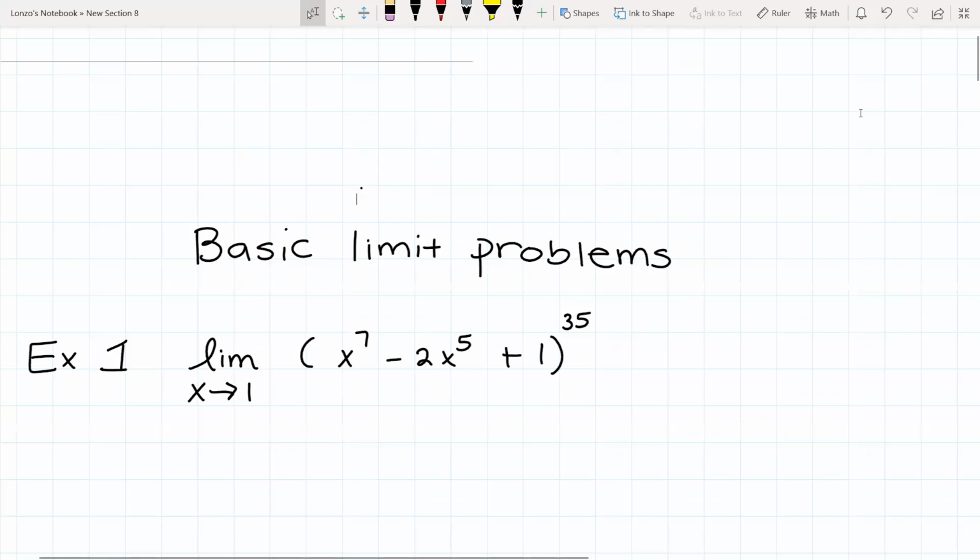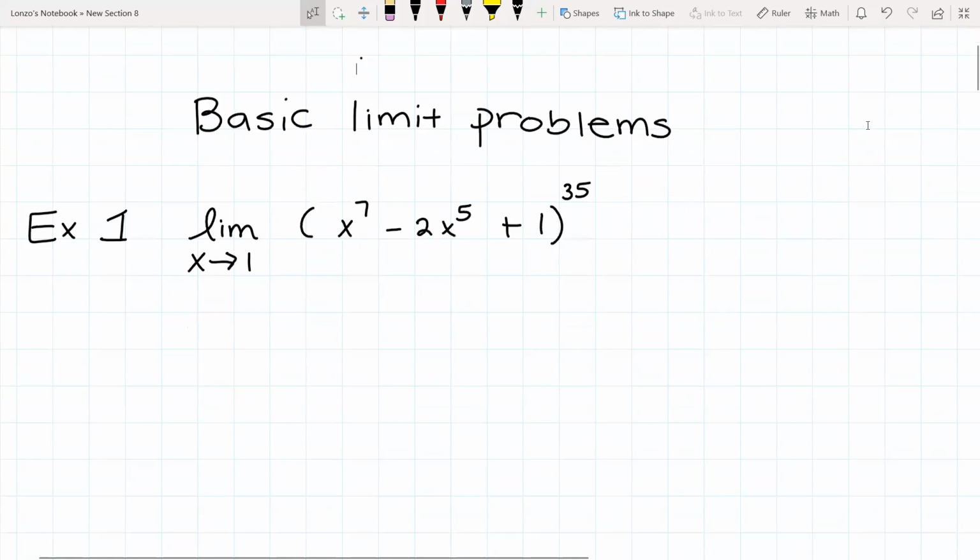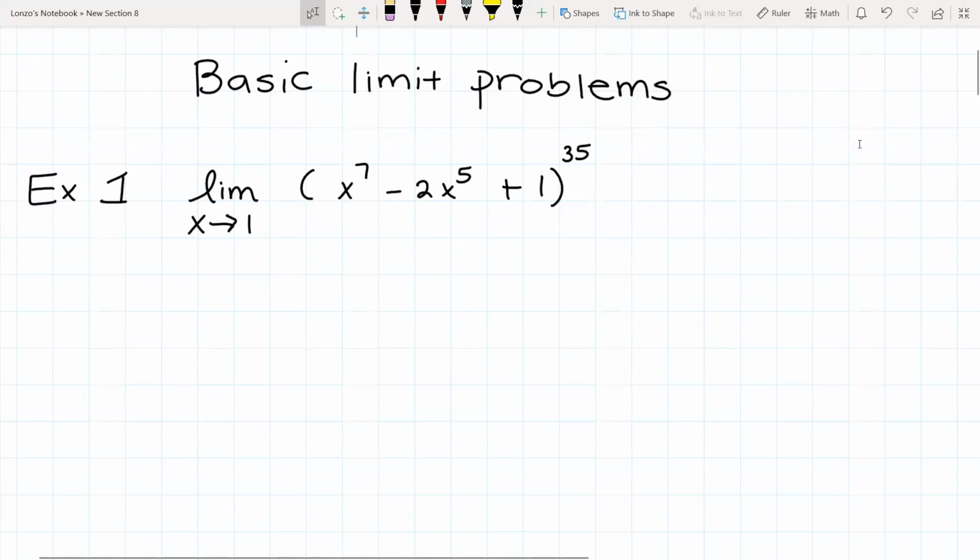Hello. In this section, I will do some common limit problems. So we're going to do some basic limit problems you'll probably see quite often. So let's start with example 1. We've got to find the limit as x approaches 1 of this polynomial.